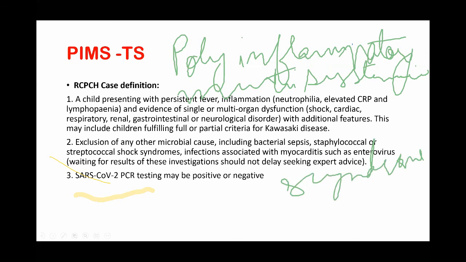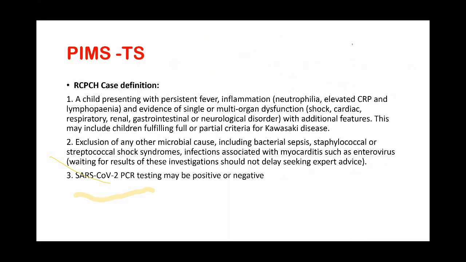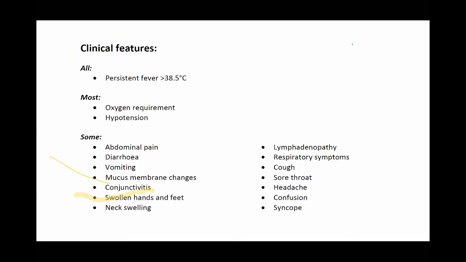The gastrointestinal symptoms were coming more commonly in children as compared to the adults. So any child with abdominal pain, vomiting and diarrhea should be evaluated for COVID-19. And this fulfills the criteria for Kawasaki disease, and SARS-CoV-2 can be positive or negative. These are the symptoms, and as you can see, abdominal pain, diarrhea, vomiting is one of the symptoms, and it has been one of the major symptoms in Kawasaki disease presentations.